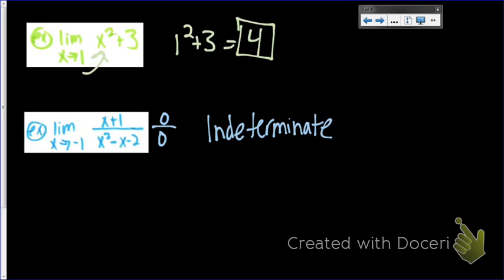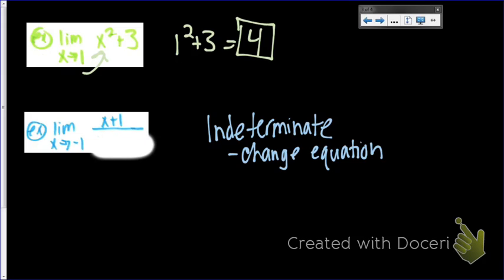It means you need to do something to change the equation. So I can't find my answer as is, I need to do something else. I need to change that equation somehow. So what I'm going to do is I'm going to factor. So the bottom here, this can factor into x plus 1 and x minus 2. And those x plus 1s are going to cancel out. Remember, when they cancel out, they don't disappear. I'm left with 1 over x minus 2 now.